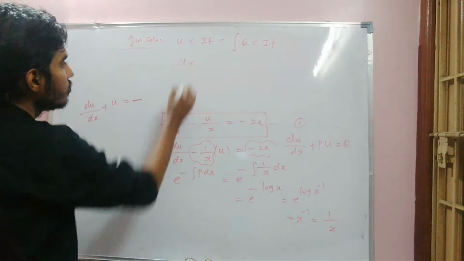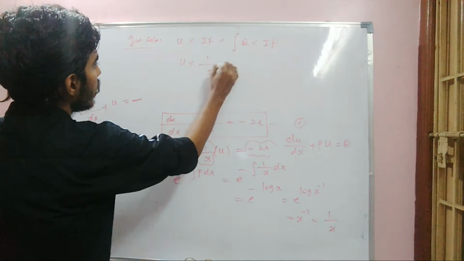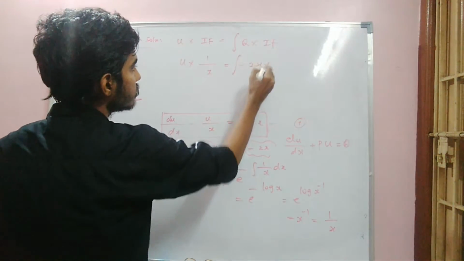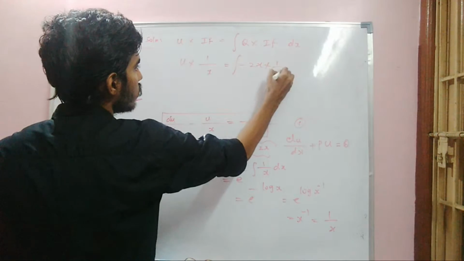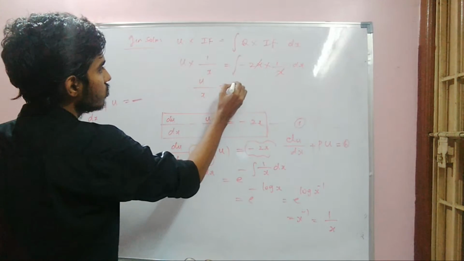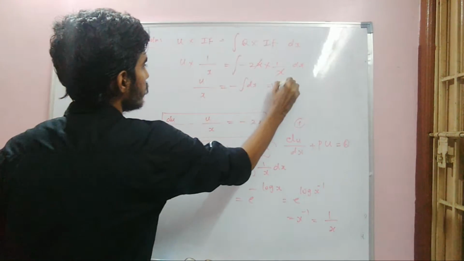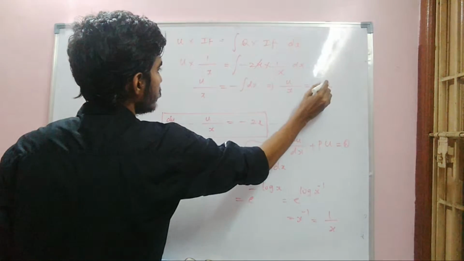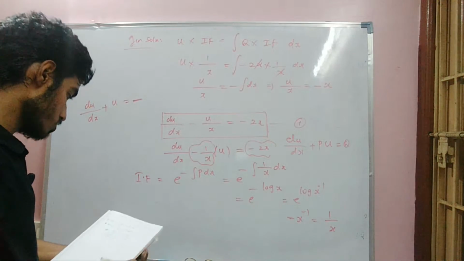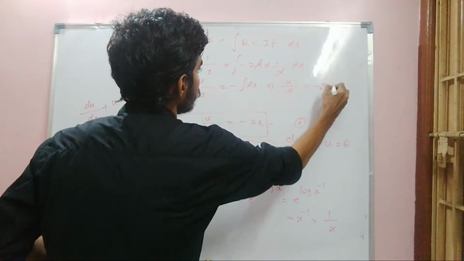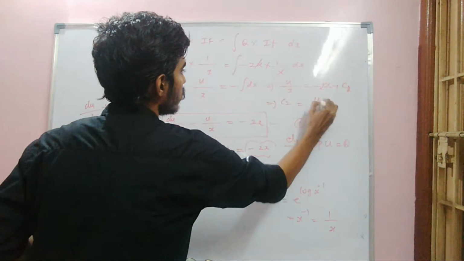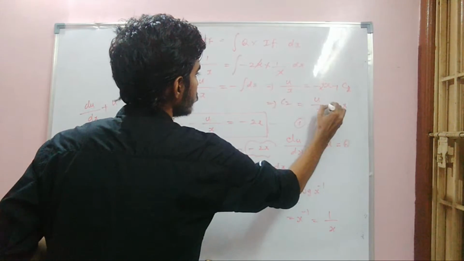So u into the integrating factor, which is 1 by x, and the integral of q, which is the RHS. So q is the RHS, q is minus 2x, and the integrating factor is 1 by x, dx. So this x will get cancelled. So we have u by x is equal to minus integral 2 dx. That means u by x is equal to minus 2x plus c2, right? So therefore c2 is equal to u by x plus 2x, which is the second solution.